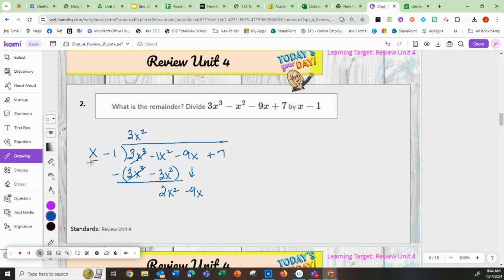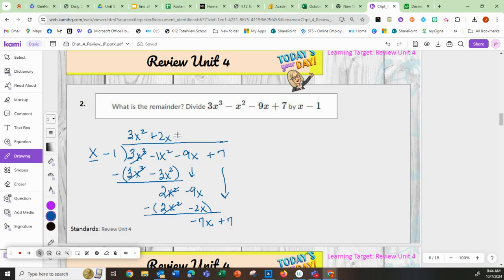So that's divide. x divides into 2x squared, positive 2x times. 2x times x is 2x squared. 2x times -1 is -2x. Put that in parentheses and subtract. 2x squared minus 2x squared will cancel. -9x minus -2x is really -9x plus 2x. That's going to give me -7x. Bring down the last term, and that means we're dividing for the last time.